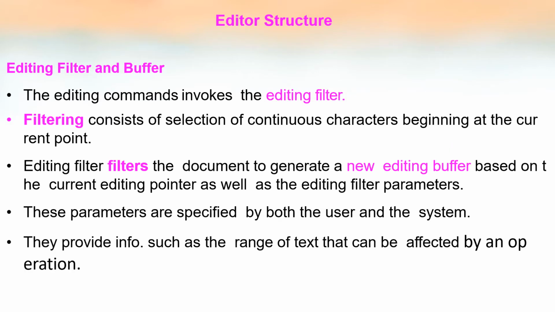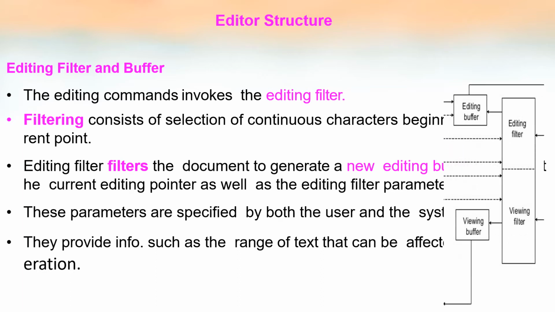Editing filter and buffer. So this filtering consists of selection of continuous characters. Filtering means selecting a part from the text document and that part is given to the buffer. So in this figure we can see that the editing filter selects a particular part from the input text and it is given to the editing buffer. The editing commands invoke the editing filter. The editing filter filters the document to generate a new editing buffer.